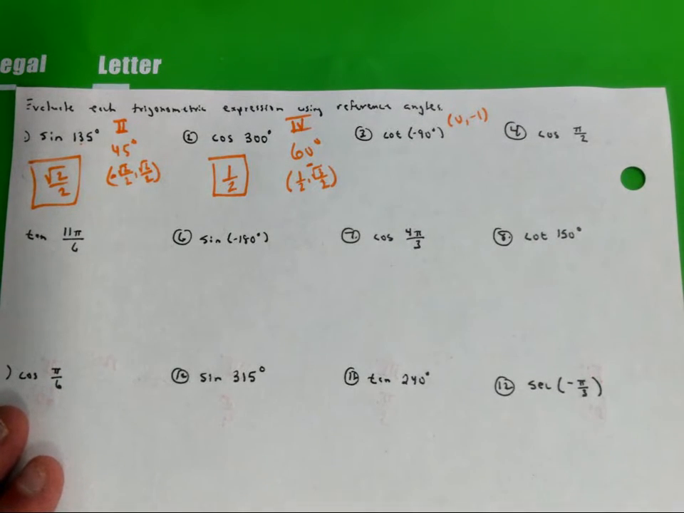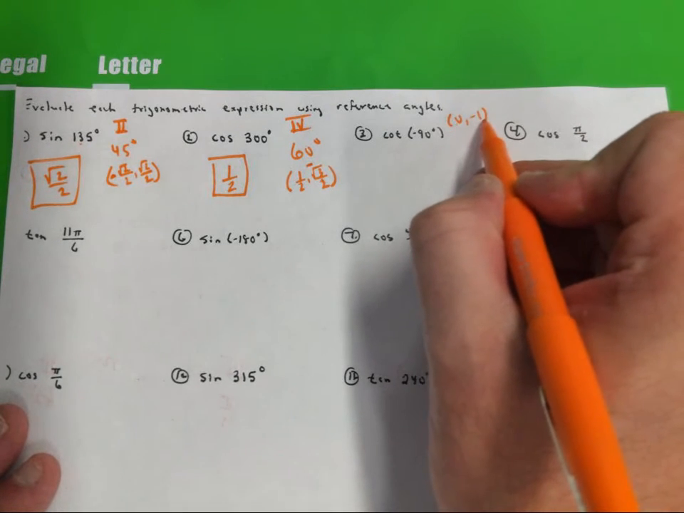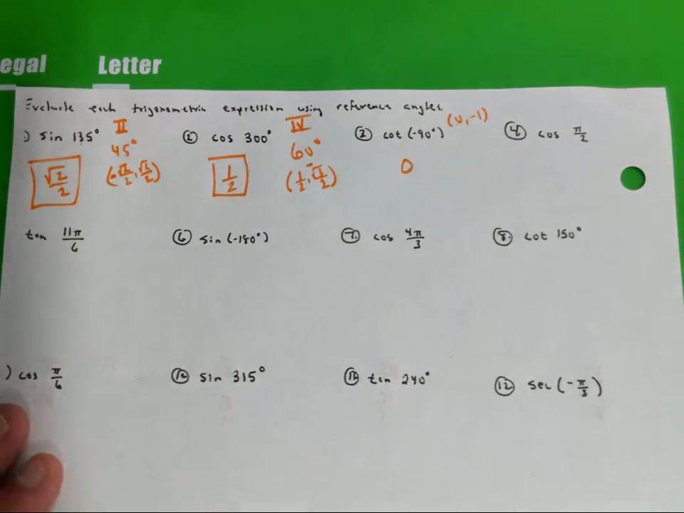Now, the definition of tangent is what, guys? Y over x. Somebody says sine over cosine. That's correct, too. But y over x. But we want cotangent, so it's going to be x divided by y, which is 0. That is my answer.